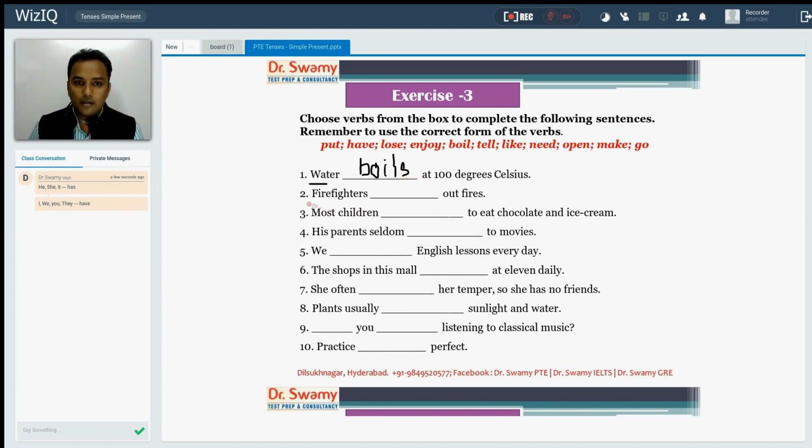Now firefighters is plural, so the subject becomes they. They put out. Already put is there, so you don't have to add any es to the verb, because it is put. Next, most children is the subject here; when you put it into a pronoun, it becomes they. Therefore you don't have to use es on the verb. So they like to eat chocolate and ice cream.